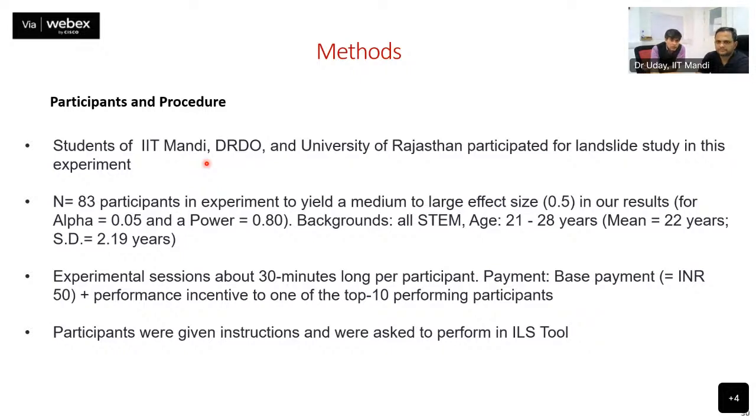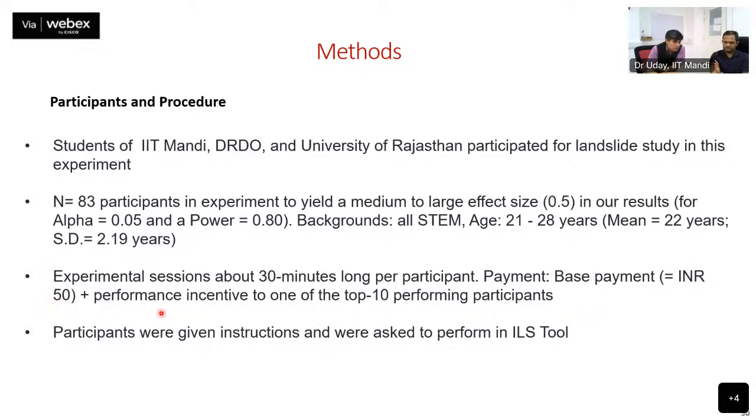We had gone to DRDO. We collected some University of Rajasthan people. So we have in this data set 83 people. They are mostly from a STEM background, young population. Experimental sessions were 30 minutes long, and people were paid 50 INR to participate. And there was a performance incentive.